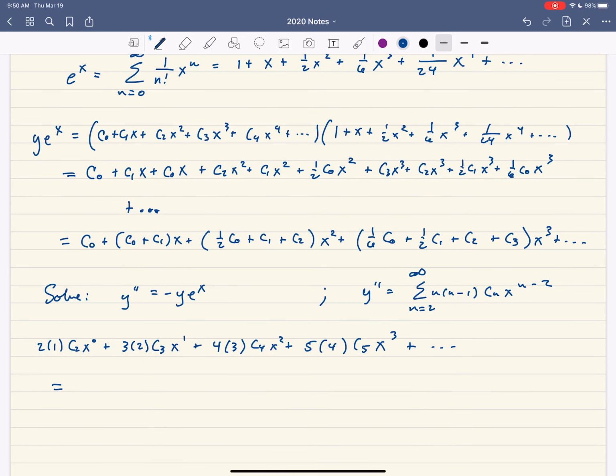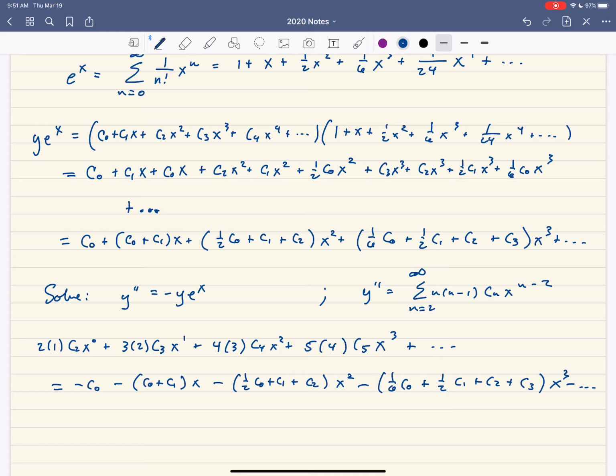That's going to be equal to the power series that we have, which is minus y e to the x. Remember that we found plus y e to the x. All we're going to do is literally just change the signs to minuses, right? All those are going to become minuses. We're going to have minus c naught, minus the quantity c naught plus c1 times x, minus the quantity 1/2 c naught plus c1 plus c2 times x squared, and then one more, minus, let's see, this is 1/6 c naught plus 1/2 c1 plus c2 plus c3, all times x cubed. And then we have, again, infinitely many more terms.